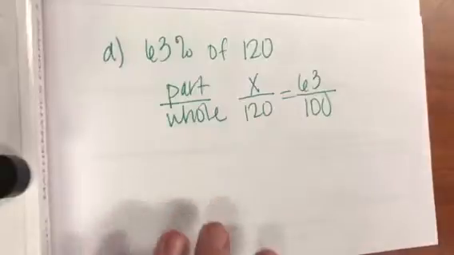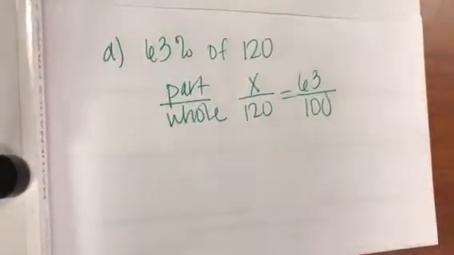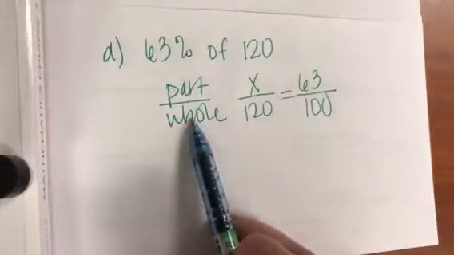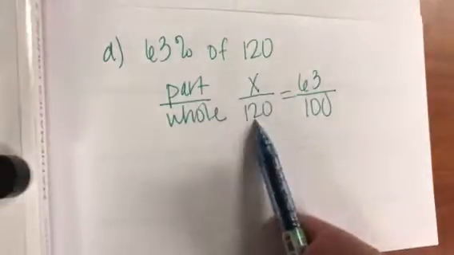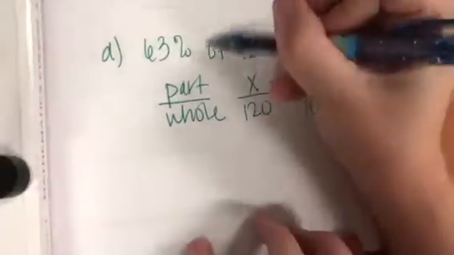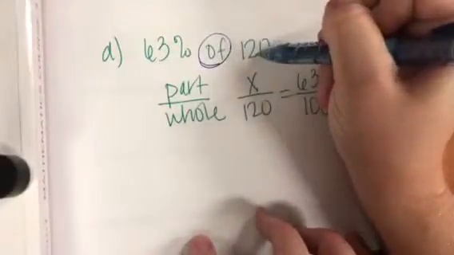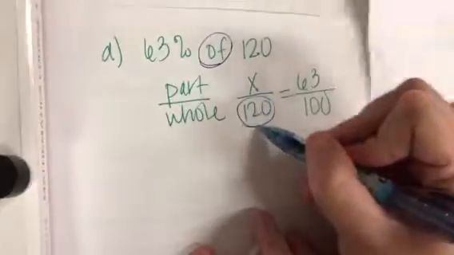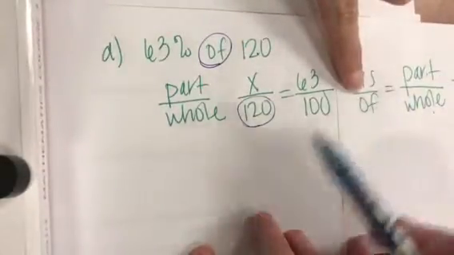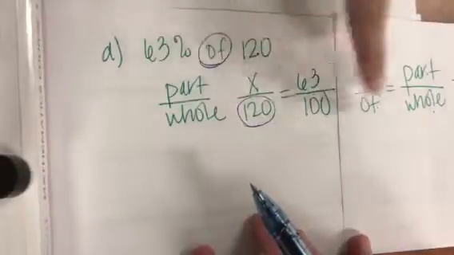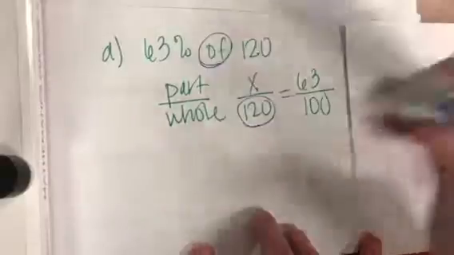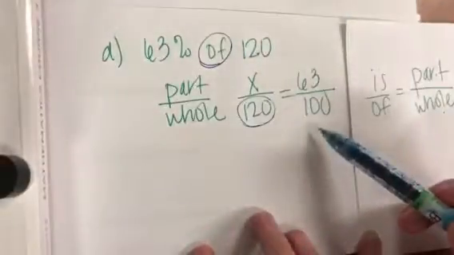So the first problem, we've got 63% of 120. So we have the part over the whole, x over 120 equals 63 over 100. My whole, the of 120, goes on the bottom. Is goes on top, of goes on bottom. So we're doing of 120, that's why we put it on the bottom. Then we've got the 63 over 100. Again, that percent is always over 100.